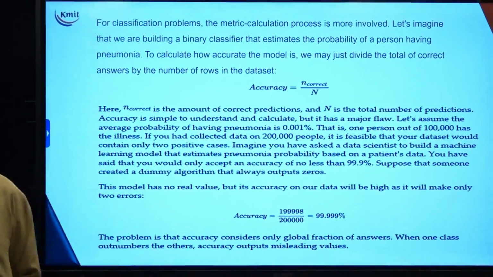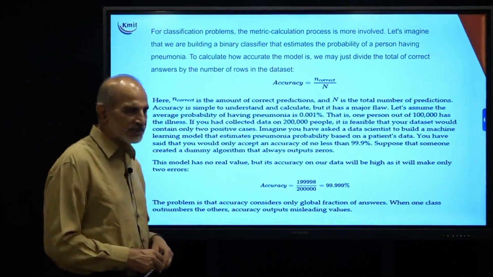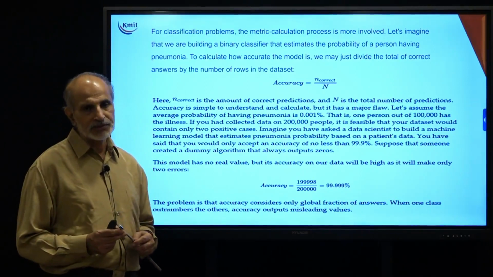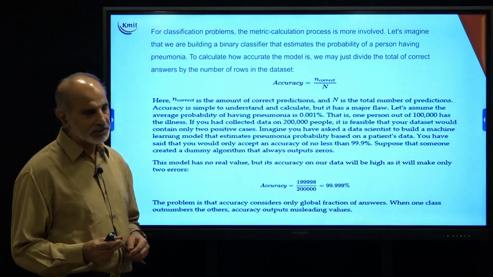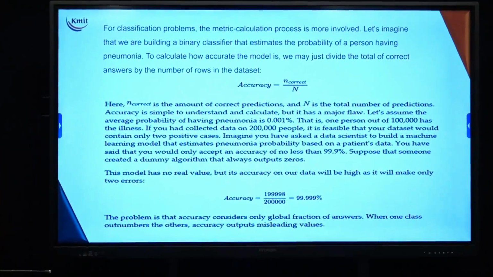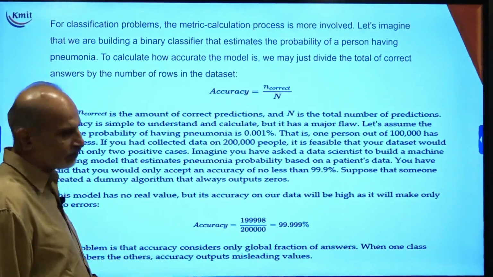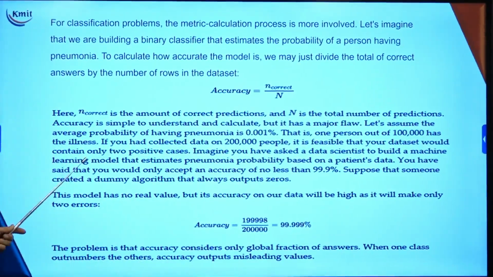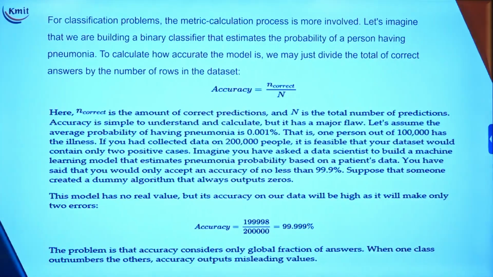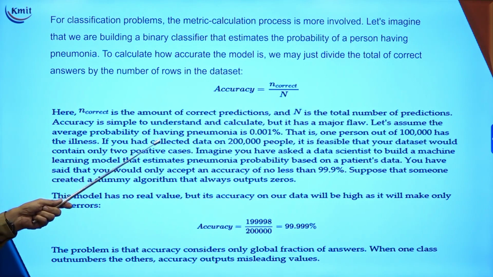We generally try to have a higher accuracy, but do you think that accuracy is always a good way to know the model performance? Sometimes yes, sometimes it may not be true. So, let us see an example and then we will come to a conclusion. If I define accuracy as n correct divided by N, what is n correct? Here n correct is the number of correct predictions made by the model, and capital N is the total number of predictions available in the data set. Accuracy is simple to calculate, but it has a major flaw.